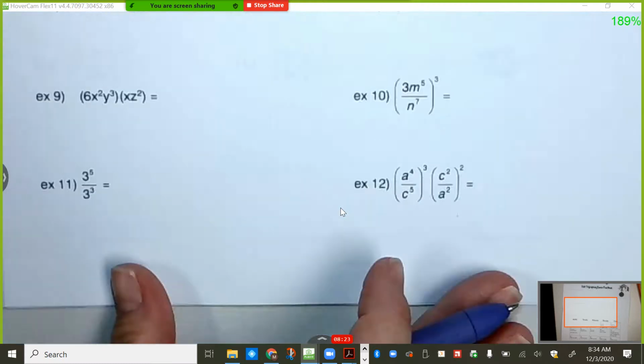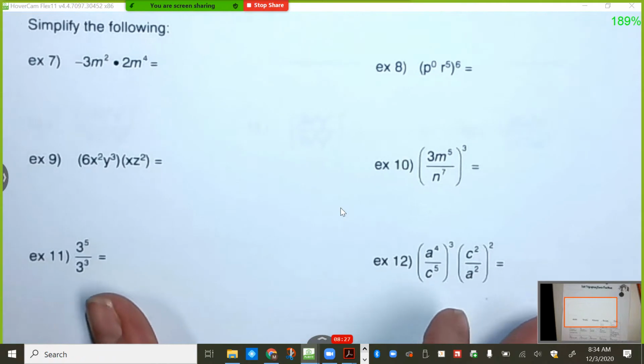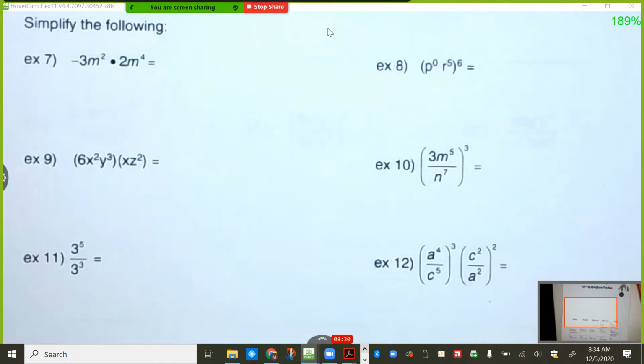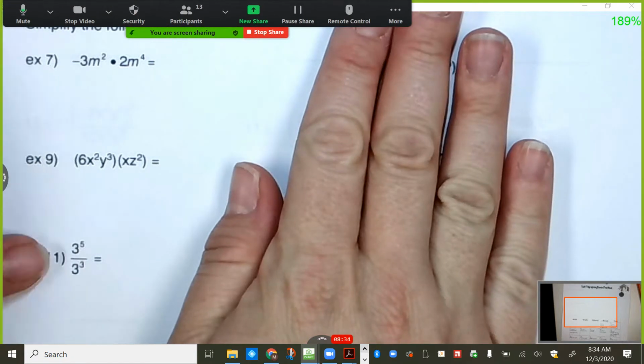Okay, so we're going to do a couple together. I want y'all to try to start a couple of them while I take attendance. Don't do these. Start 7, 9, and 11.